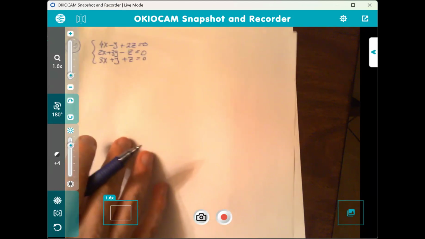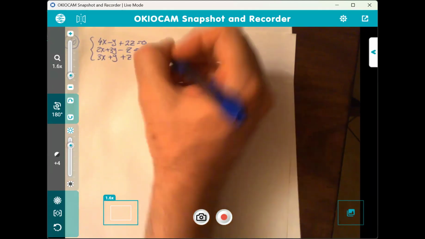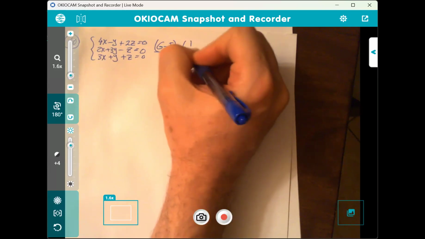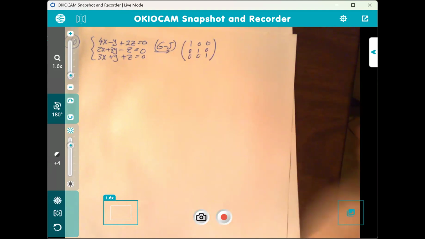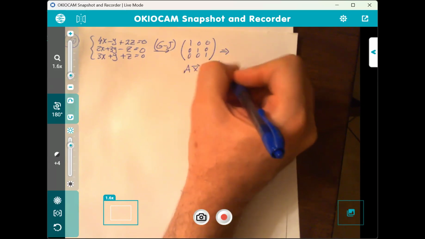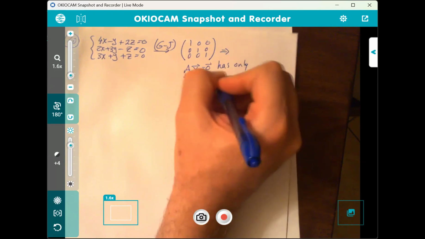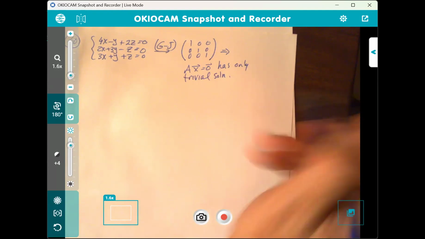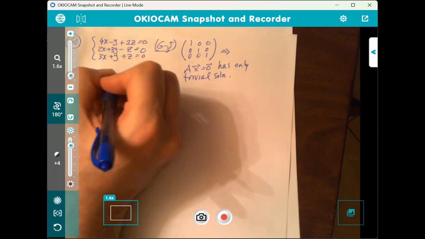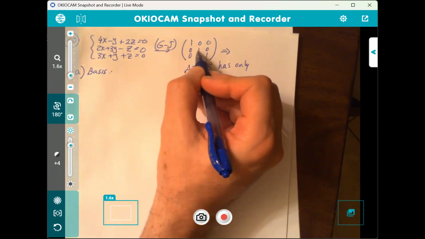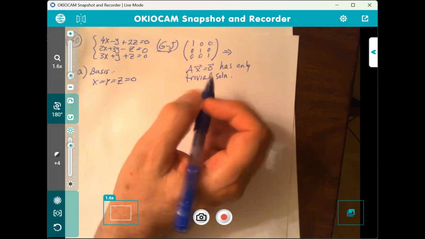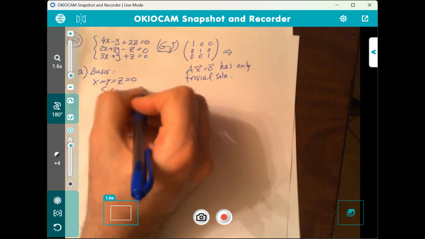Okay. Now, to find the basis, when you do Gauss-Jordan on this one, in number 40, your Gauss-Jordan is going to be 1, 0, 0, 0, 1, 0, 0, 0, 1. So this would imply that AX equals 0 has only trivial solutions. Now, it has 3 independent rows, right? Therefore, the basis for this is going to be, trivial solution, sorry, X equal Y equals Z equals 0. That's the solution. So the basis is going to be 0, 0, 0, because there's your X, Y, and Z.